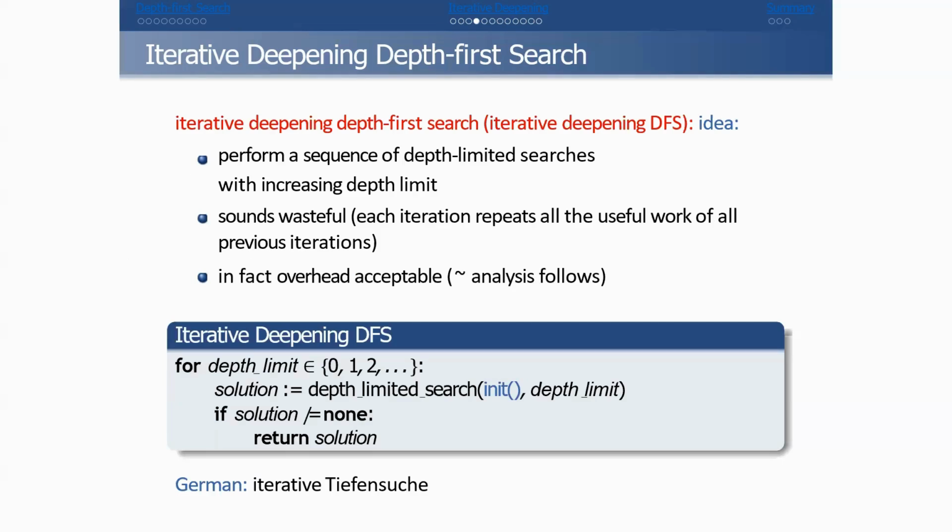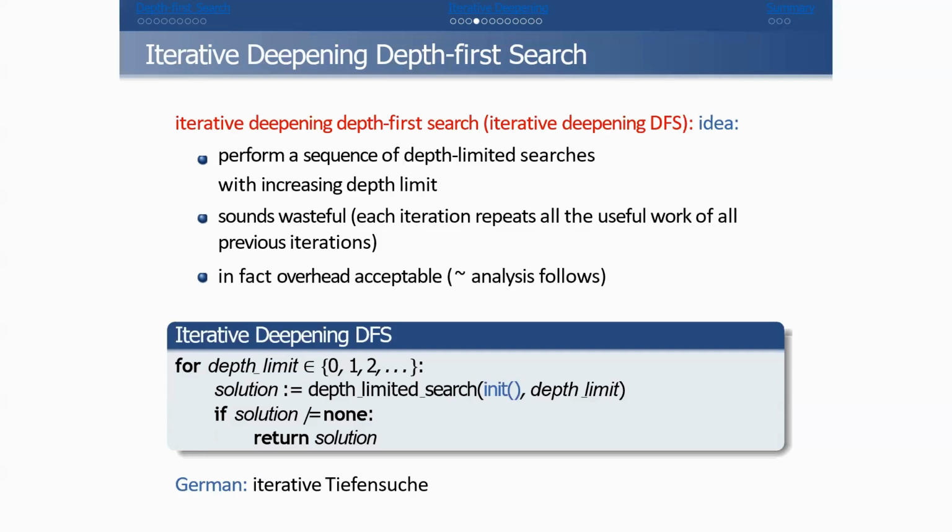And it sounds wasteful. Each iteration repeats all the useful work of the previous iterations. In fact, the overhead is acceptable, as the analysis that follows shows. So here we have iterative deepening, a simple logic example of the code.